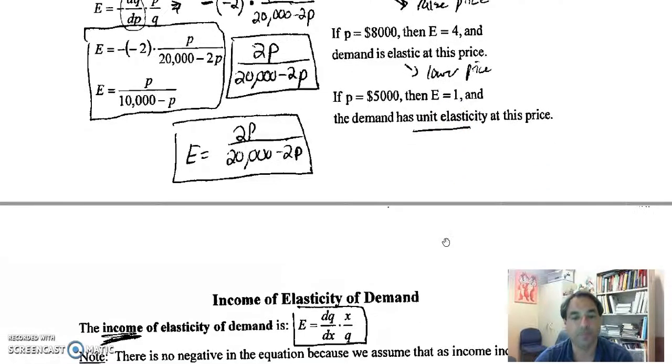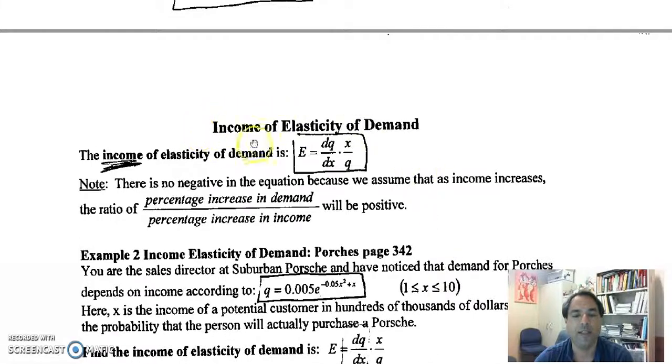So let's do an example. We can also talk about income elasticity, but we're not going to focus on that in this chapter.